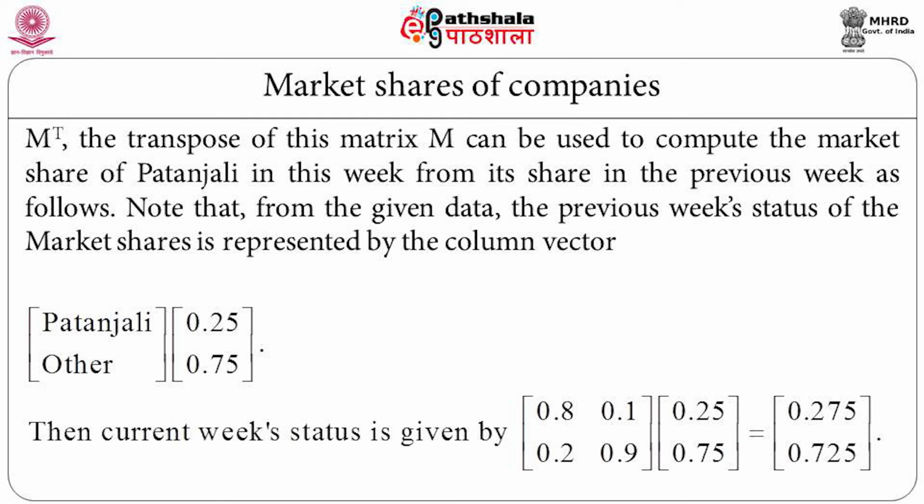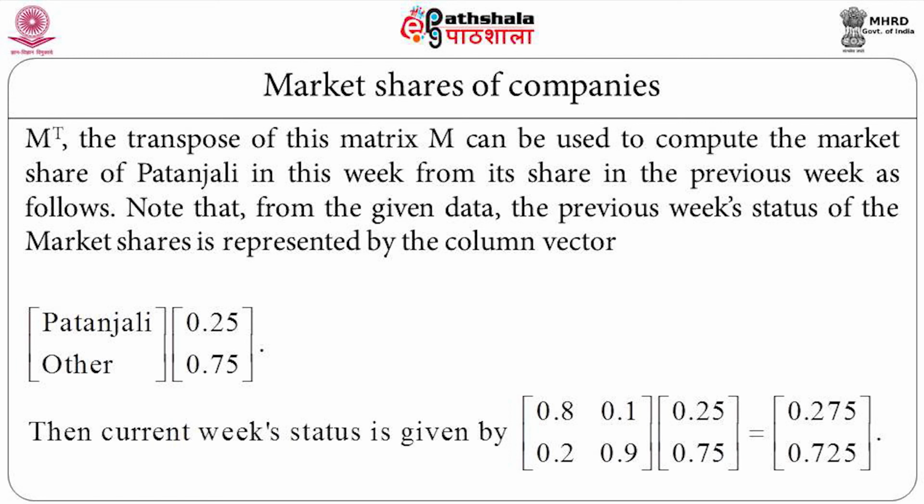Then the current week's status is given by what? You take this transition probability matrix and multiply it by this initial share of market, and then you get the new share of market. This is 275 and 725, which is what we got in our first table. 275 and 725 divided by 1000 will give you those probabilities.